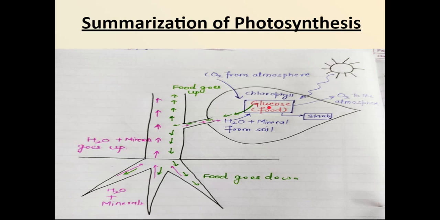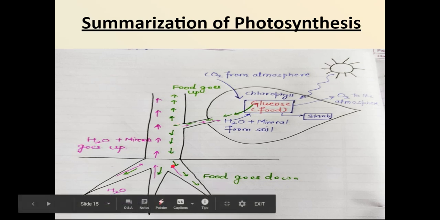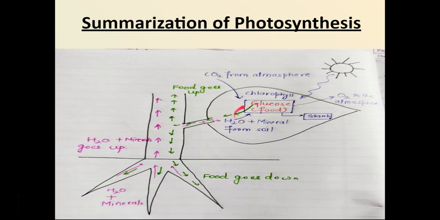If glucose is immediately required by the plant, it is transported as such through phloem. As you know, the tissue responsible for the transport of food material in plants is phloem, in upward and downward direction both, that is tip of the plant and tip of the root. Okay, and if glucose is not immediately required by the plant, it will be stored in the form of starch.